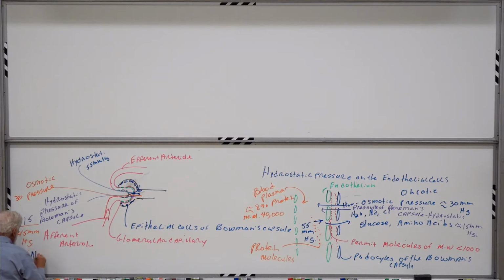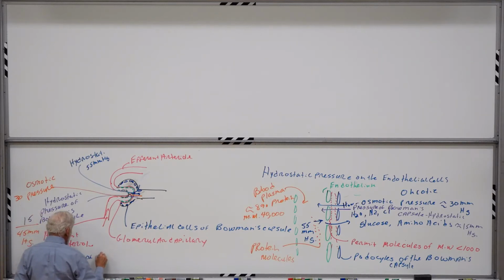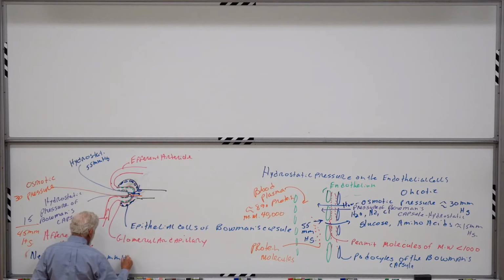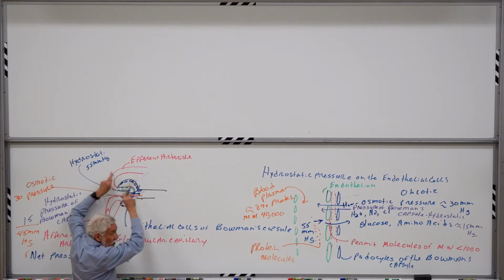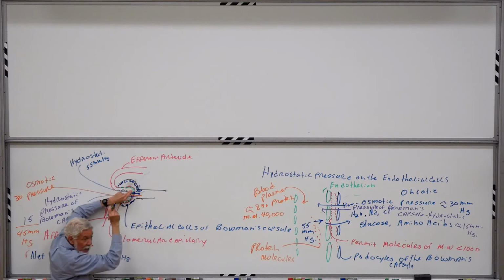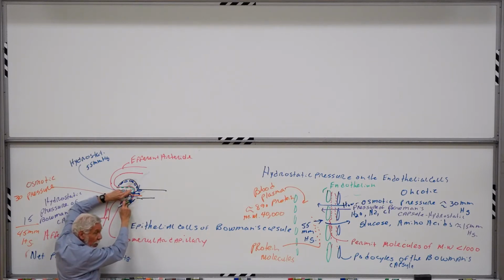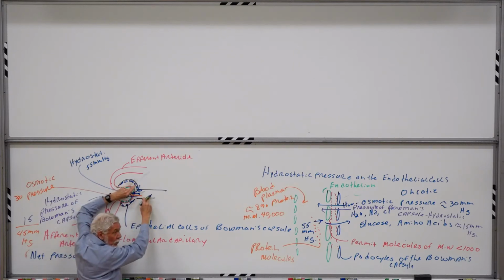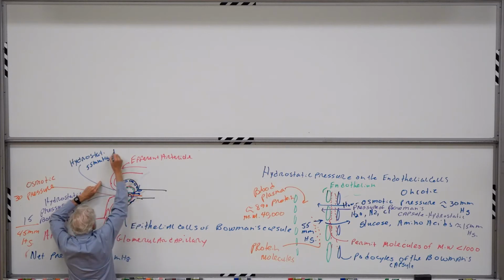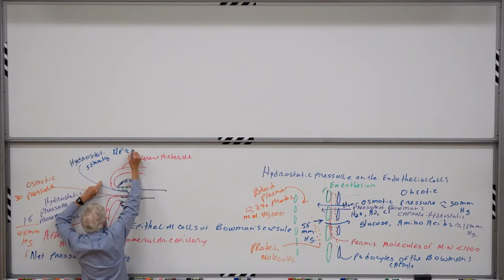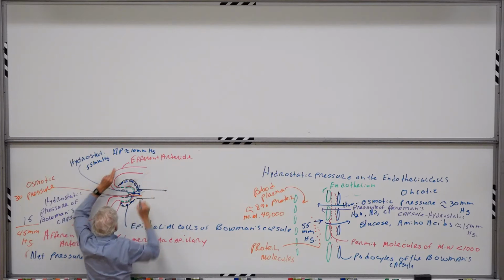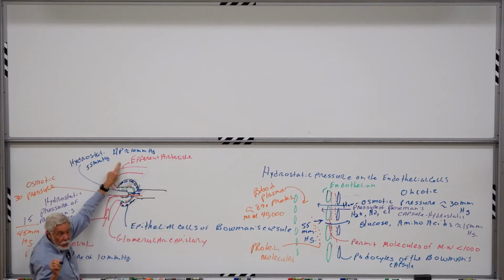If you take these together, we have a net pressure of 10 millimeters of mercury. In other words, there is a delta P between the glomerular capillary and Bowman's capsule. We now can talk about a delta P being about 10 millimeters of mercury. Whenever we see a pressure differential, you can assume there's going to be a flow. Unless there's an enormous resistance, there's going to be a flow.